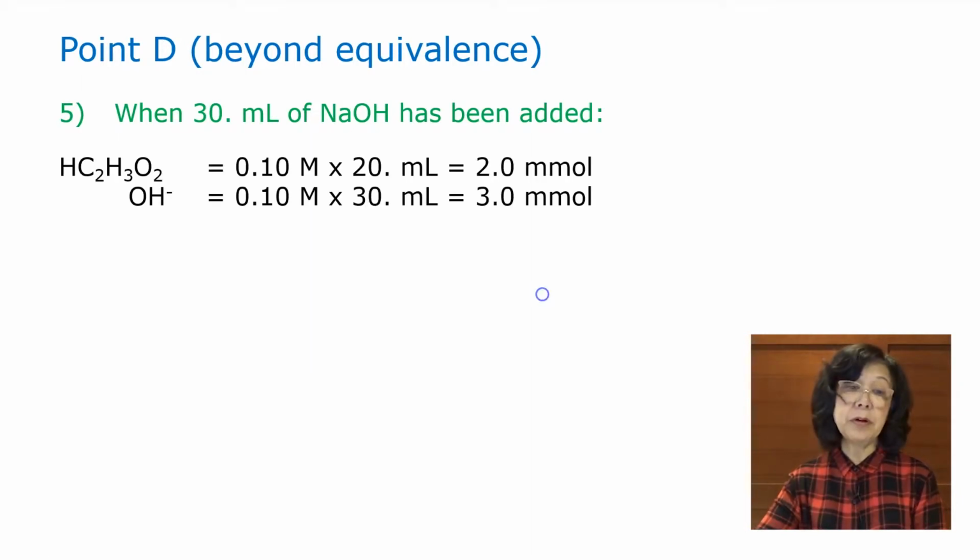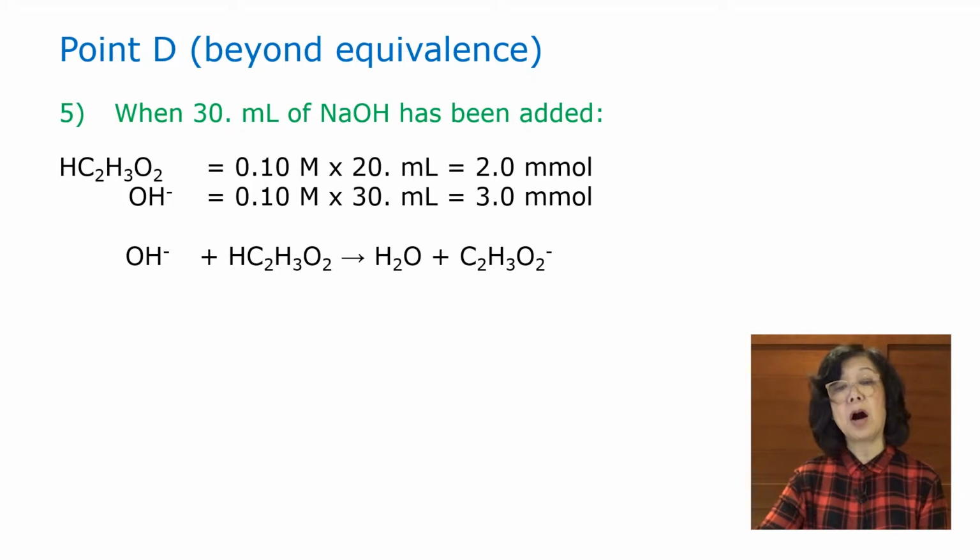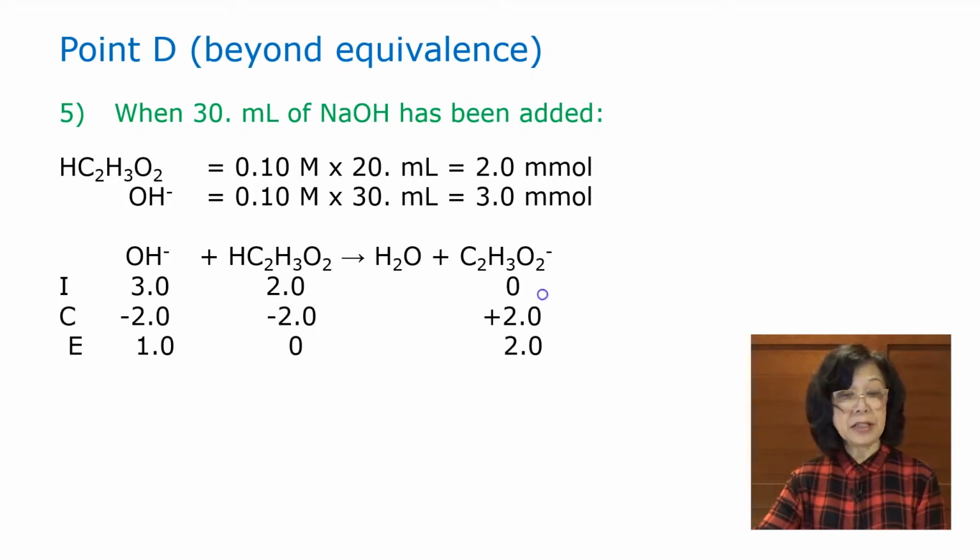At point D, beyond equivalence, after 30 milliliters of NaOH has been added. So we have 2 millimoles of acetic acid, 3 millimoles of the hydroxide ion. And when we set up the ice table, we find out that we have 1 millimole of the hydroxide ion remaining. That dictates the pH. Now the acetate ion is such a weak conjugate base compared to the hydroxide ion, it doesn't really affect the pH that much.